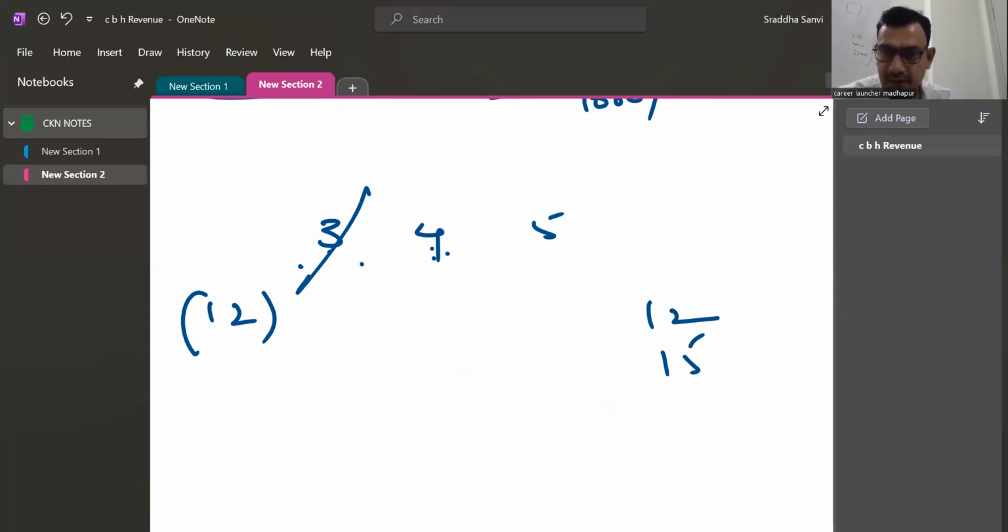4 3s are already given. 4 5s are not given. 4 5s are 20. 4 multiplication is done. 5 3s are already there. 5 4s are already there. The sum is 47. Divide 47 by 100.